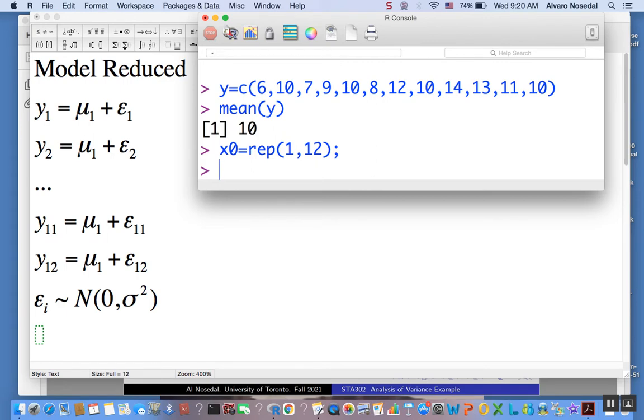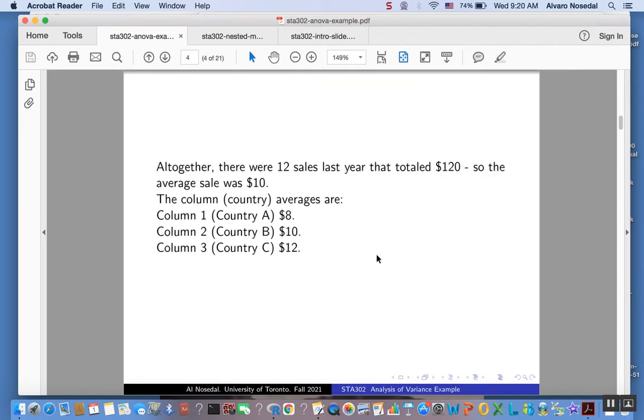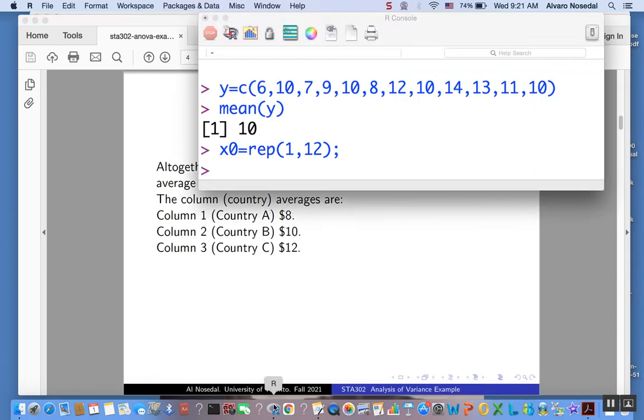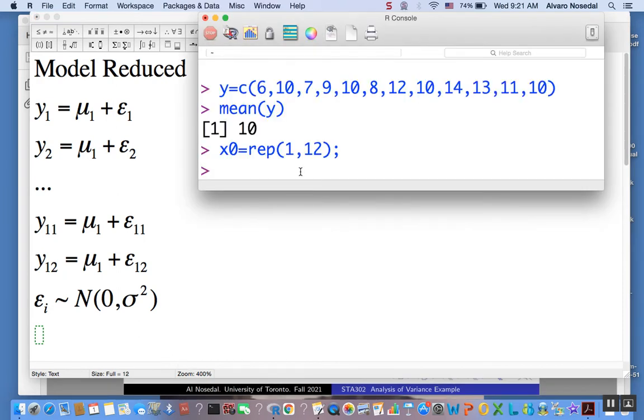Okay, so what we said here is that if that is the situation we are considering, we're going to ignore the information about country, then a good predictor will be the average of those 12 observations, which is 10. We'll see if using a linear regression model like the one we're considering here, like model 1, we end up with that kind of answer.